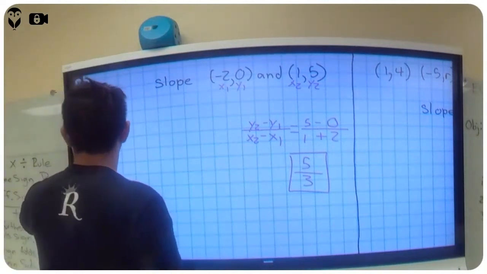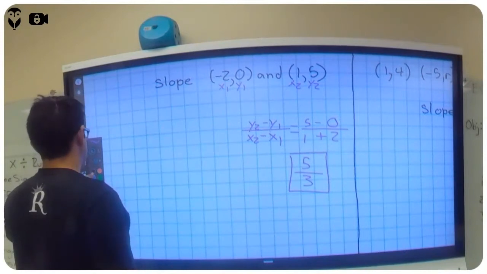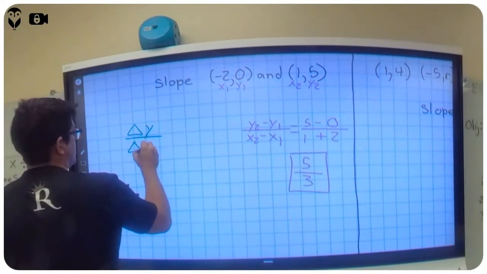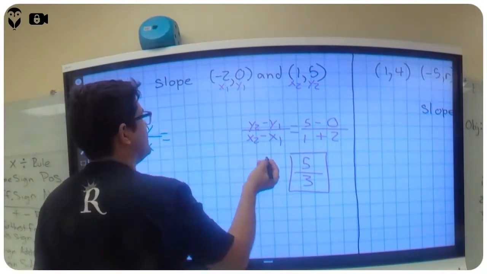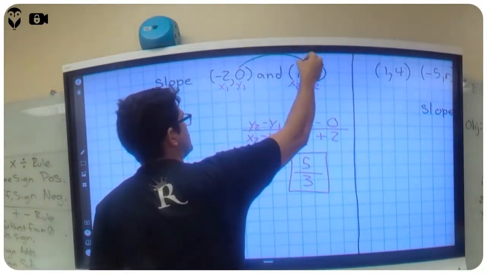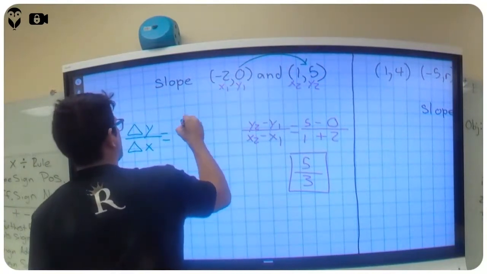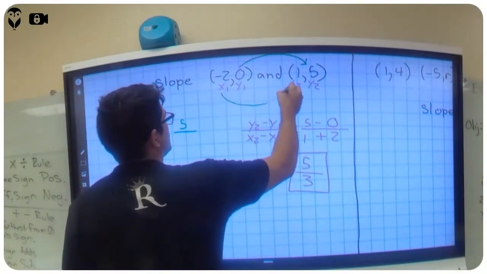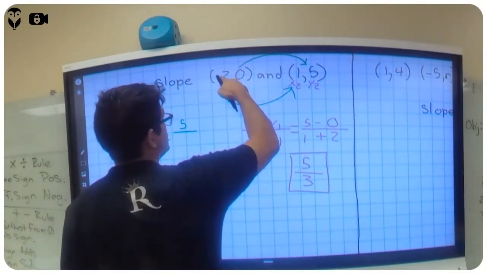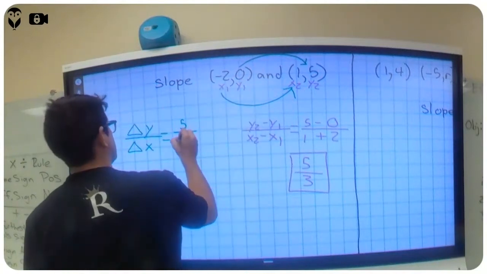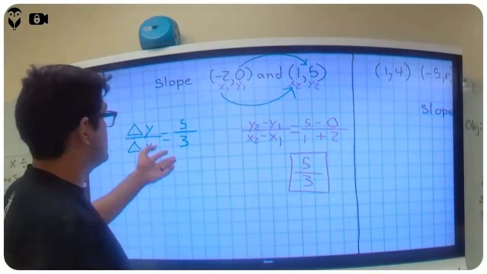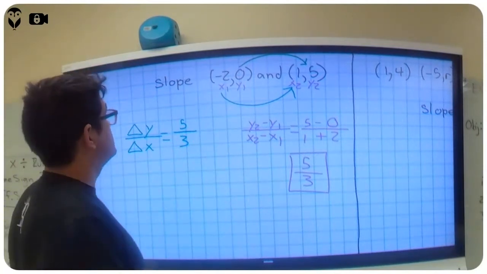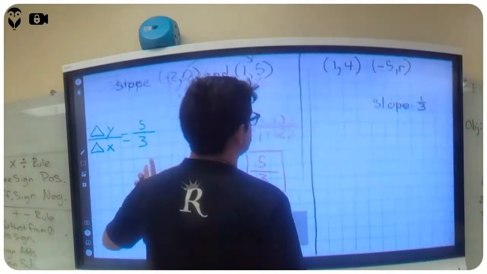Now, the other formula that I do is the change in y divided by the change in x. So how much does y change? So y went from 0 to 5. So it went up 5, so positive 5. X went from negative 2 to 1. So negative 2 all the way went up 3. So here we go. And that's it. My slope is 5 over 3. If it would have gone down, I would have written it as a negative. So that's how you do slope.